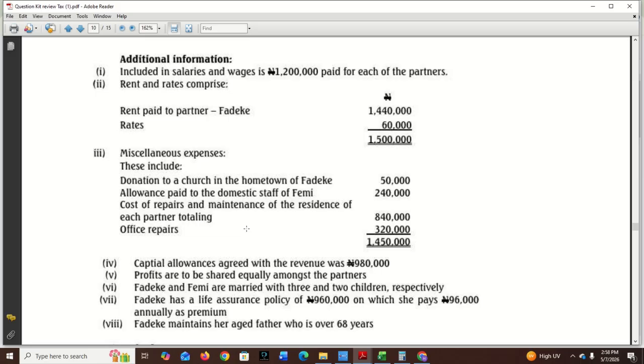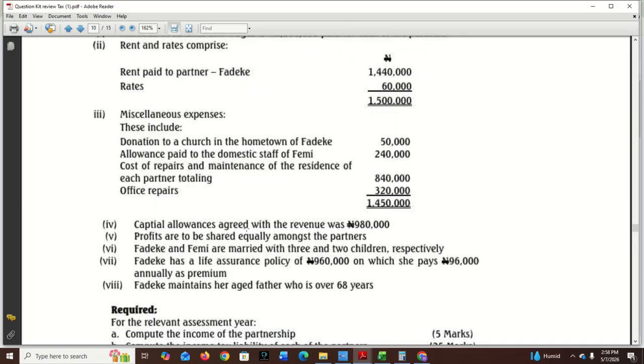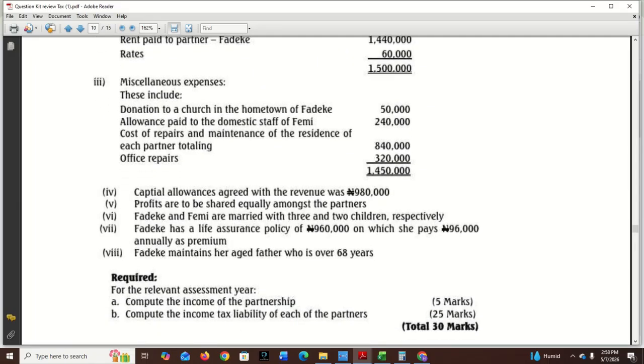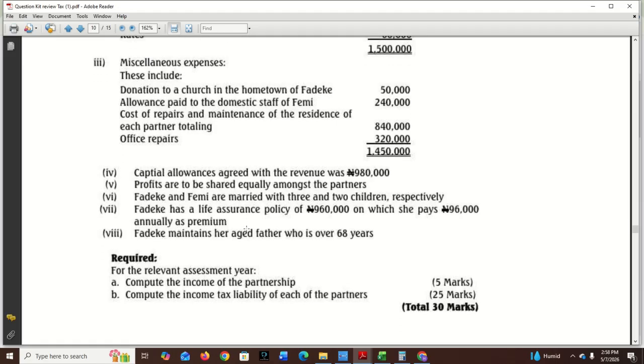Then the capital allowance agreed with the revenue service was 980,000. Profit is to be shared equally among the partners. Fadike and Femi are married with 3 children and 2 children. Fadike has a life assurance policy on which she pays 96,000 annually as premium. Fadike also maintains her aged father who is over 60 years.